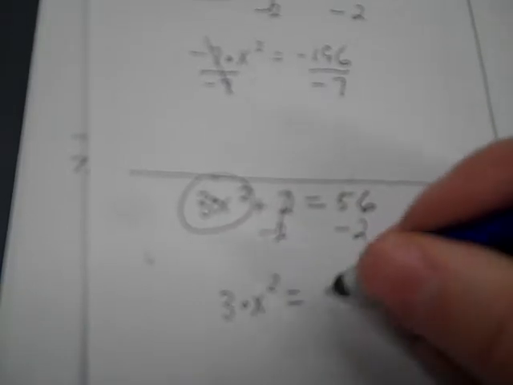Then divide by the front multiplier, just like normal. You don't have your answer yet because you've got to figure out what x to the second is. So 54 divided by 3 is 18.